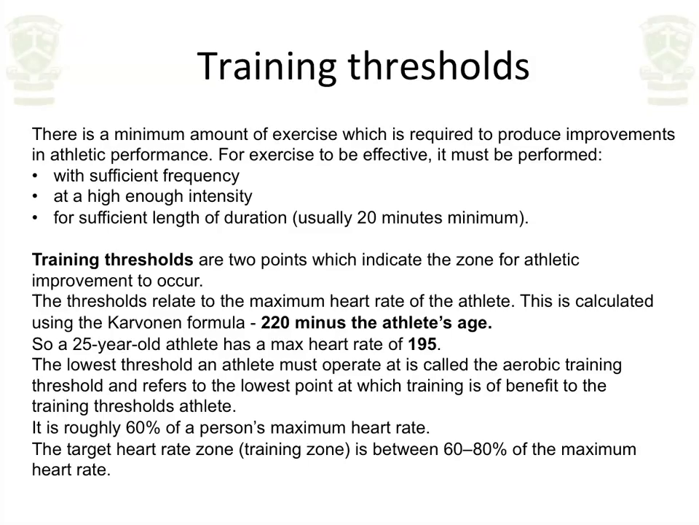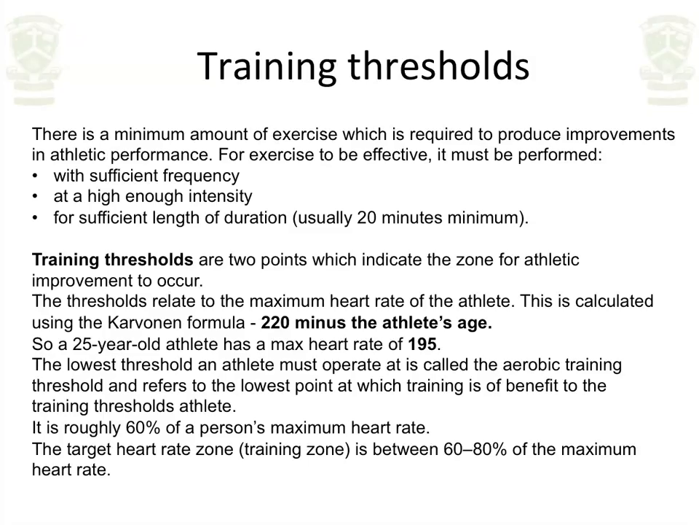The lowest threshold an athlete must operate at is called the aerobic training threshold, and refers to the lowest point at which training is of benefit to the athlete. It's about 60%. So an athlete who goes out and participates at 60% of their max heart rate, that's the lowest level they can be participating at to get some value out of their training. If they're operating below the 60%, all the fitness work they're doing is of no value to them.